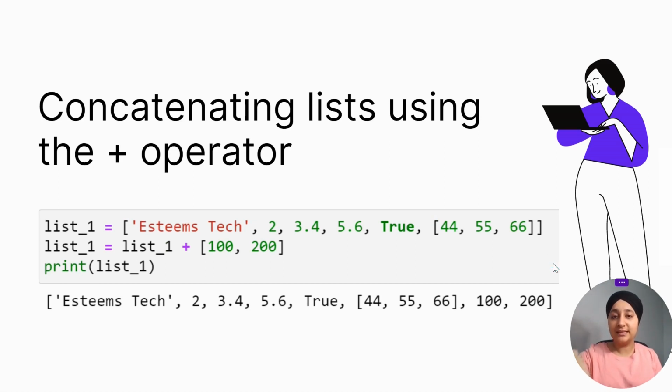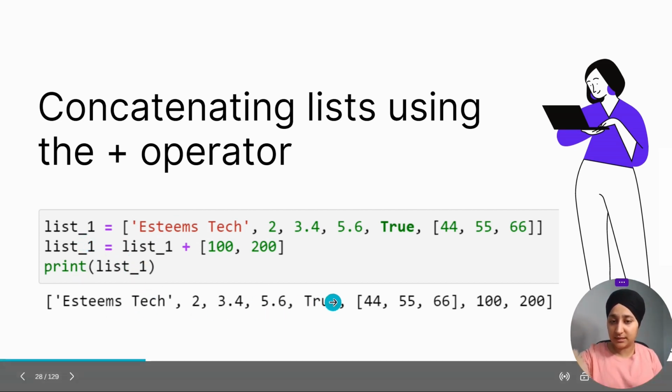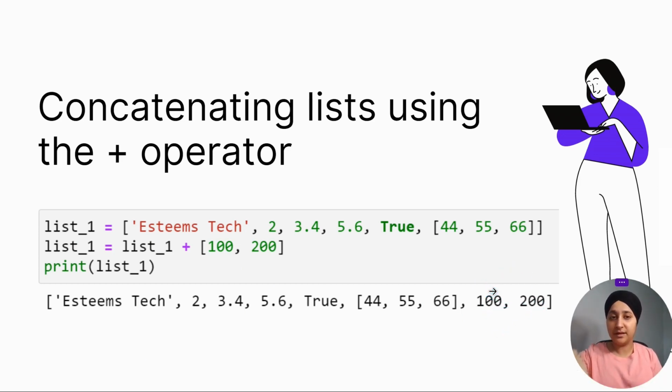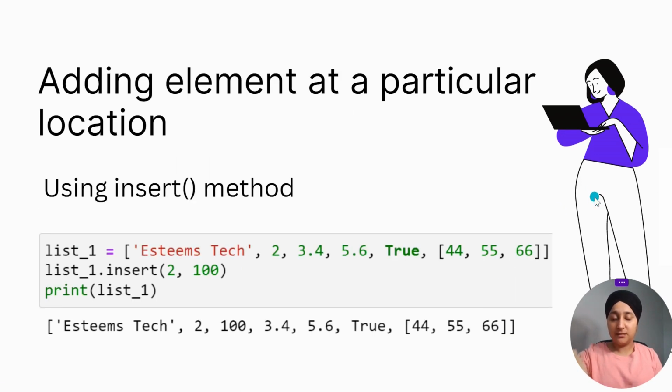We can also concatenate lists using the plus operator. So this is the existing list. We are using the concatenation operator, or the plus operator, to concatenate elements. Here we are adding a new list which contains two elements, 100 and 200, and we are assigning the result to list 1 again. When we print list 1, you can see this is the existing list, and 100 and 200, these two elements, are attached, or we can say concatenated, with this list, and we did it using the plus operator.